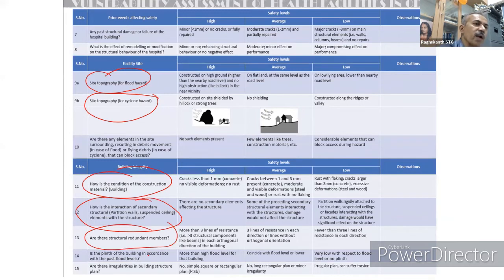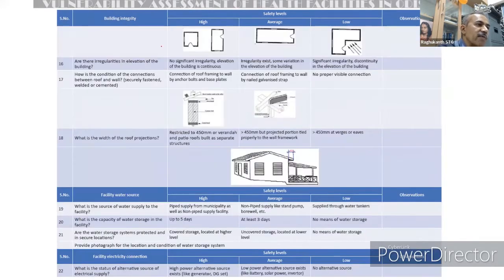This becomes very important: the flood level, whether the plinth is higher, or how it is linked to the flood level, and irregularities. Then elevation, then condition of the systems, how the connections are, because for wind, how the roof and the slab are connected. The width of roof projections, the parapet, then water source, water supply, capacity of water storage, and electricity connections.